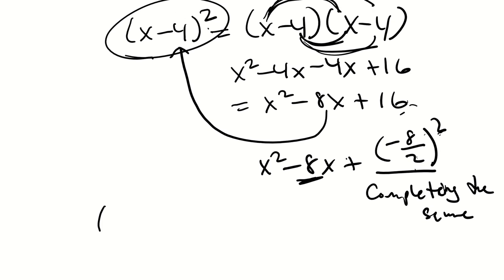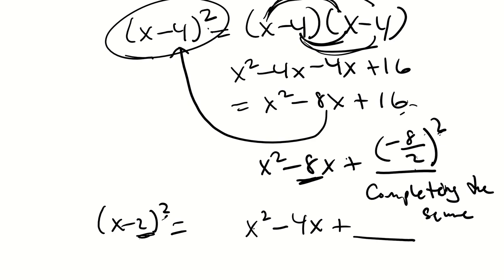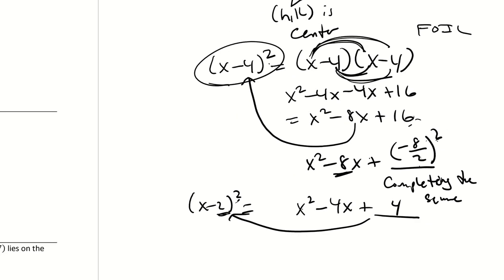So for example, if I were to do x minus 2 squared, well then in order to do that, it's going to be x squared minus, and 2 squared is 4, right? So 2 times 2. And then to figure out this, I would need to do negative 4 divided by 2 and square it. And that would give me 4 divided by 2 is 2, 2 squared is 4. So this would have to be 4. And if I did that, it would give me that. Okay, so that's called completing the square.